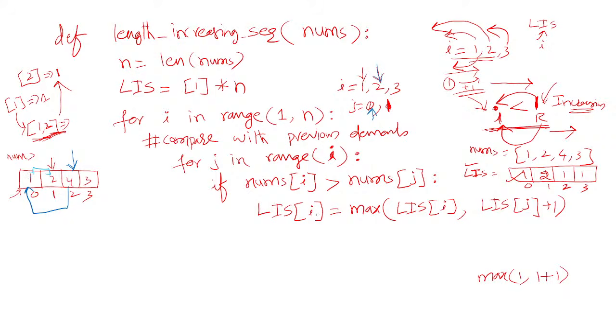So that means I am taking max of the previous LIS of i. Previously, 4 individually was forming a sequence of length 1. Then with 1 it is forming an increasing subsequence. So LIS of j, this one, index 0, individually forming a sequence, plus 1 here. So the greater value is 2. That's why we store 2 here.